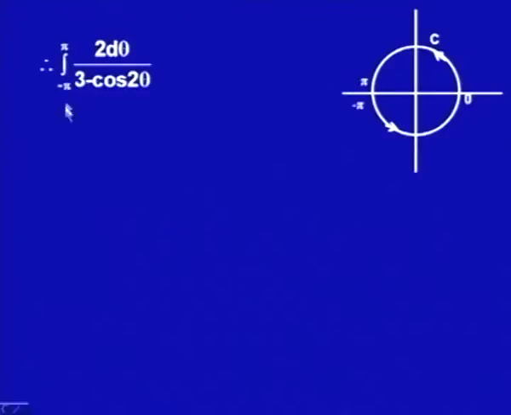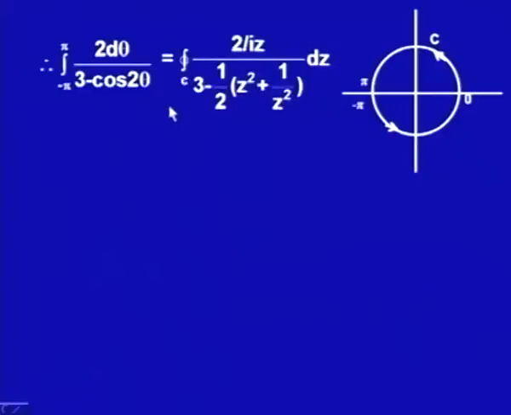We have the integral from minus pi to plus pi of 2 d theta over 3 minus cos 2 theta, changed into a contour integral on the unit circle. Here we are substituting d theta as dz upon iz, so that in the numerator we have 2 upon iz, and 3 minus cos 2 theta becomes 3 minus 1 by 2 of z square plus 1 upon z square.